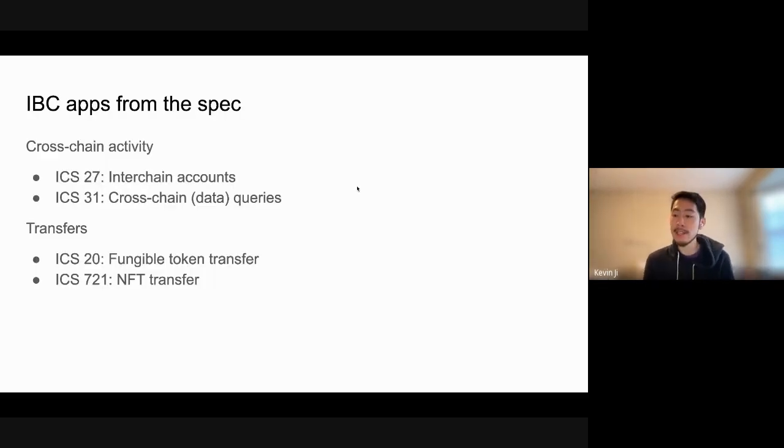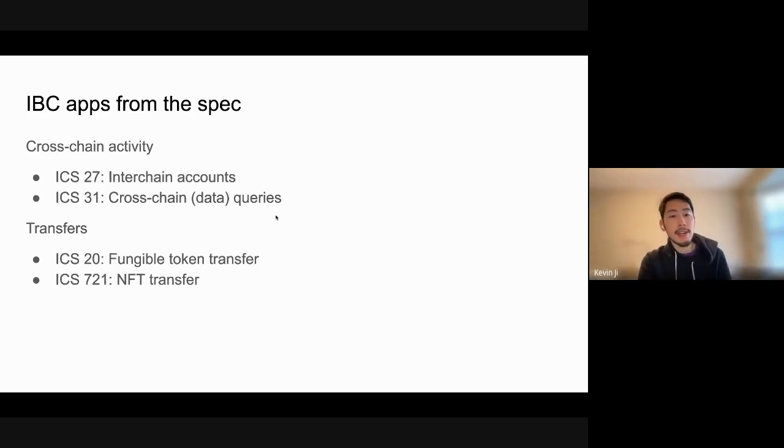So what are some applications that you can use IBC for? These apps are actually defined within other spec numbers. There are two categories that IBC is currently focusing on: cross-chain activity and transfers. For cross-chain activity, there's this idea of interchain accounts. You have an account on one host chain, and then you can use the same private key or the same account address and use that same account on other chains. Except instead of having local accounts on those chains, you just send IBC messages, and that lets you interact on behalf of that account on the other chain.